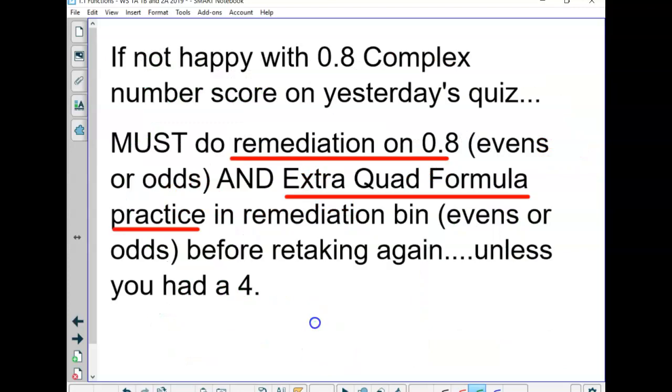All right, if you did poorly on yesterday's complex number quiz, you want to retake it for a third try. There's a remediation over there on 0.8, but there is also one that says extra quad formula practice, and it only has 4 problems on it. You only have to do 2 of them. Okay, but you should grab those remediations and then see me for a retake on that little section. Any questions about that?